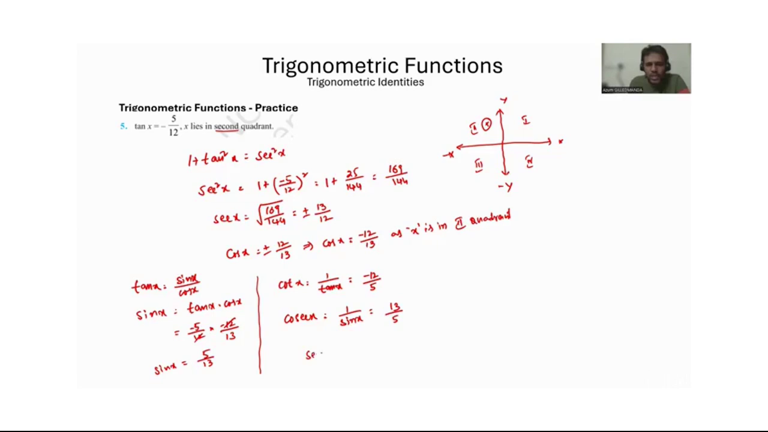And similarly, secant x. What is secant x? It's the reciprocal of cos. So 1 by cos x. So what is cos x, guys? Cos x is minus 12 by 13. That means it is minus 13 by 12. Okay. Now you understood, right? If any one trigonometric ratio is given, you can find the other ratios using the identities, and the positive or negative value that you need to take depends on which quadrant it lies in.